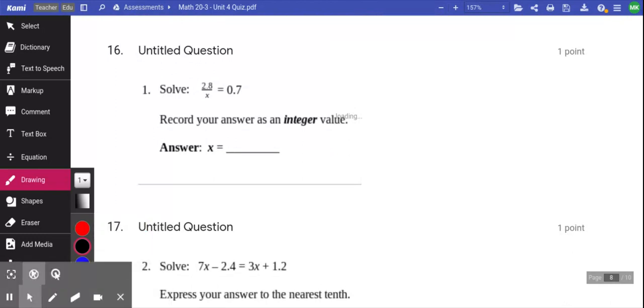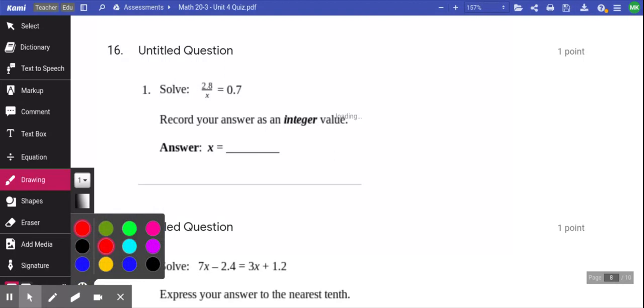All right, we got this question here. Again, we have a fraction, so we want to get rid of that fraction. We're going to multiply both sides by x. So those x's will cancel out, and I have 2.8 equals 0.7 times x, which is just x. Then I can divide both sides by 0.7, like that. And that would give me 4 equals x.